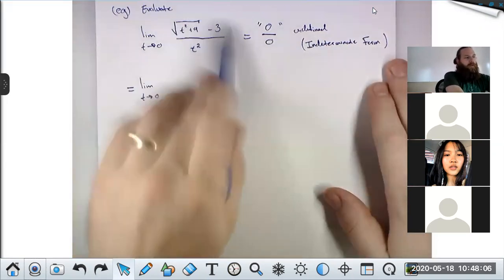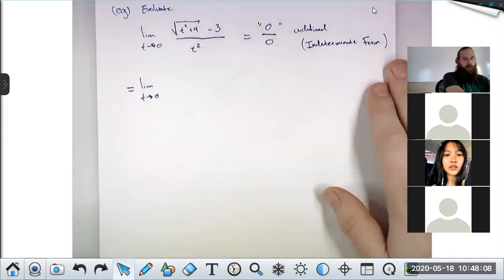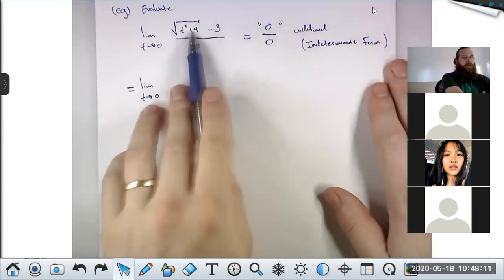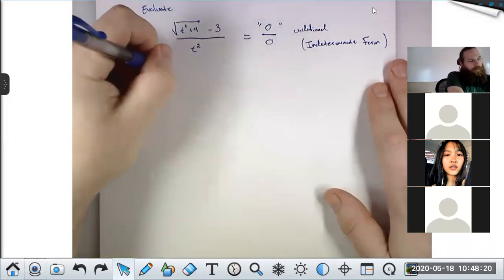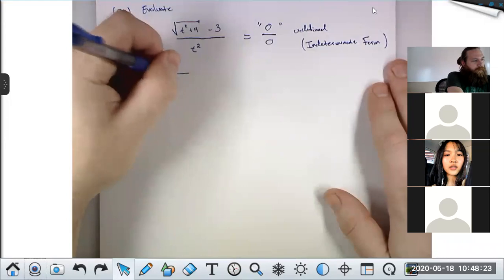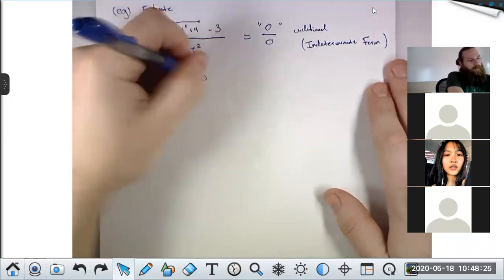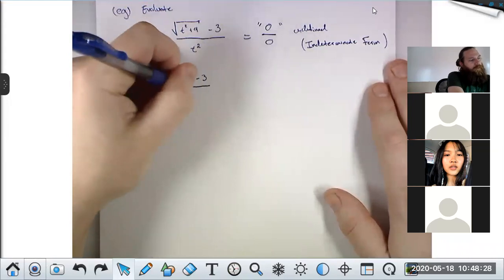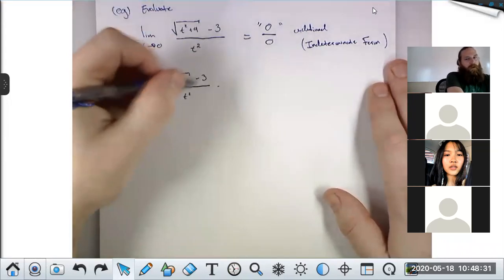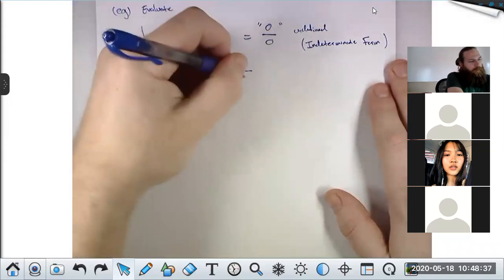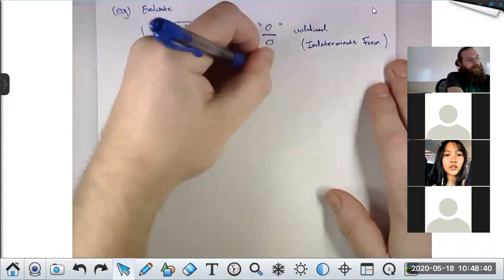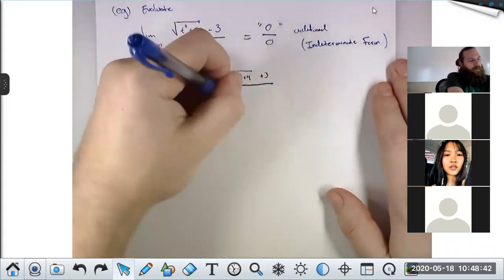The trick that works here, I can't FOIL this out. There's nothing to FOIL there. It's a square root. And I definitely can't give the square root to the t squared and 9 separately. Square roots do not play nice with addition or subtraction. But what I can do is multiply by the conjugate. So the conjugate of that numerator is what you get when you replace this minus with a plus. So that's the square root of t squared plus 9 plus 3. And if I'm going to multiply that upstairs, I need to also multiply that downstairs so I don't change the value of the function.